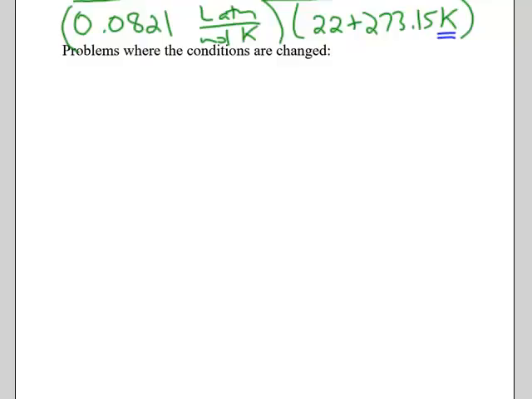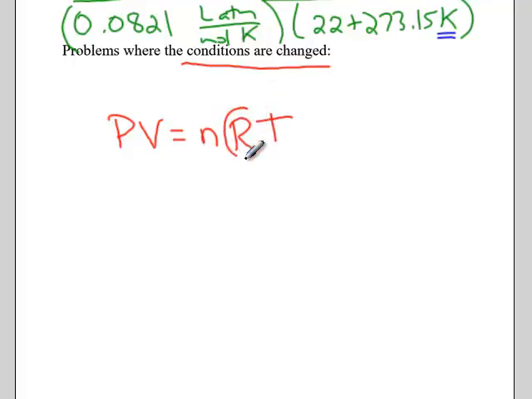So far, we've been looking at problems where the pressure has remained constant, the temperature has remained constant, the volume has remained constant. Very common in problems that we want to change those conditions. So we're still going to start from the ideal gas law, PV equals nRT. The only variable in this equation that we cannot change is the gas constant R.